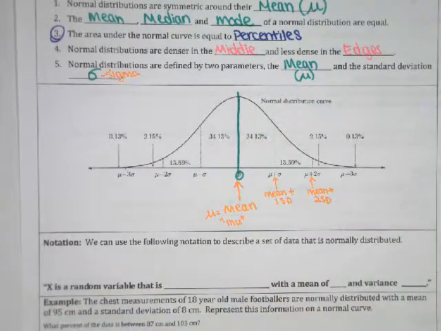These percentages are all approximate. On the actual IB exam, you will not have to use the approximate percentages for the normal distribution. They're just kind of good to know.